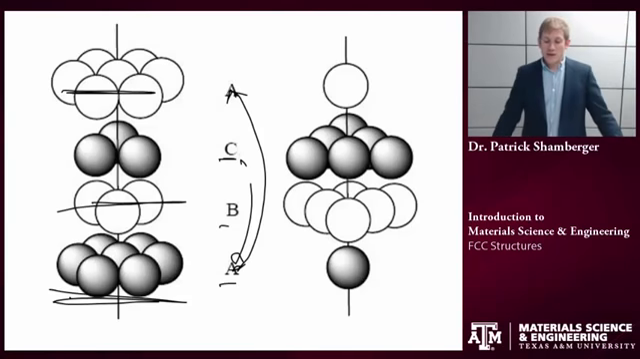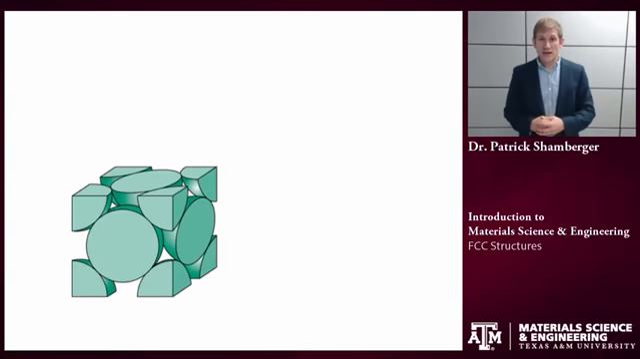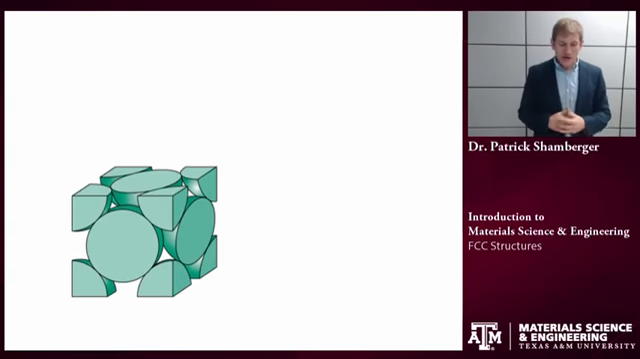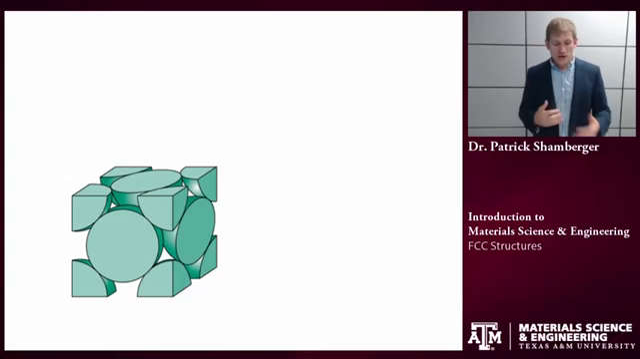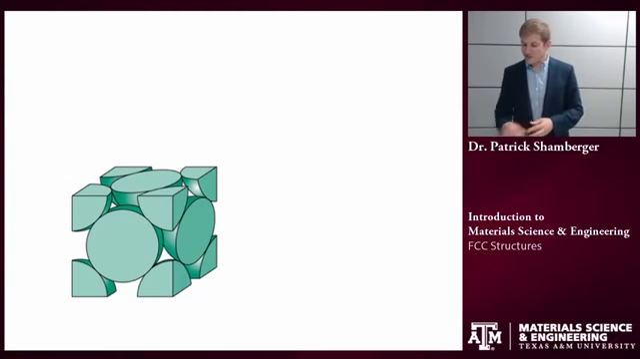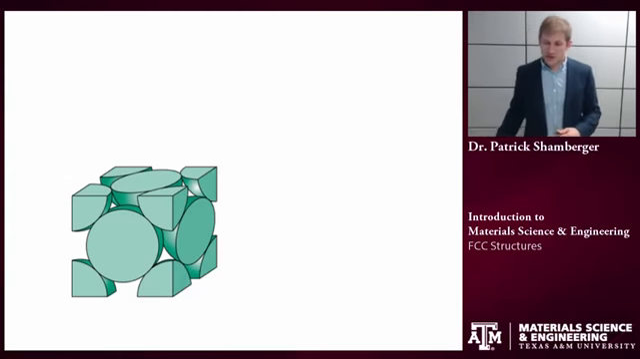So that is how we get the ABC type stacking and how we end up with the FCC plane. So we're going to talk about a couple other things. We're going to talk about coordination numbers, and we're going to talk about what some of the planes look like in the FCC structure. So coordination number is how many atoms are surrounding one atom.